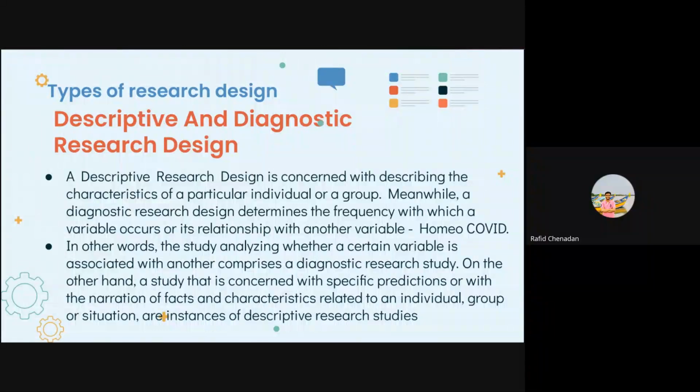Then descriptive and diagnostic. Can anybody say what is a descriptive design? We already talked about it. You can either text or turn on a microphone. You don't have to read the text, just say whatever you think is a descriptive design.